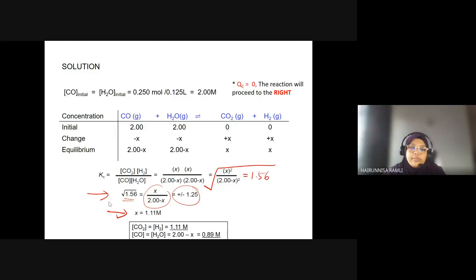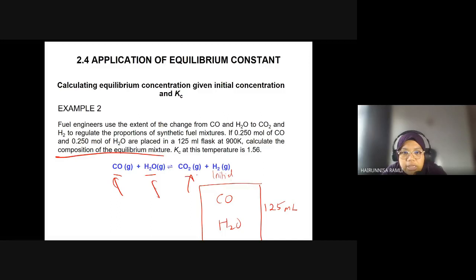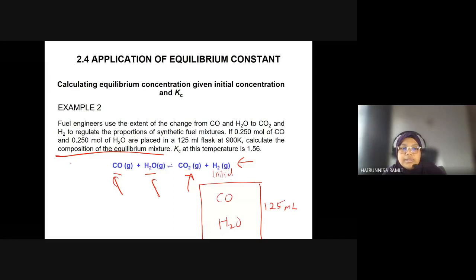So, when you have solve for X, ni adalah X kan? So at equilibrium kita dah tahu dah berapa value untuk CO2 and H2. Sebab dia X je kan? 1.11. And then for CO and H2O is 2 minus X. So you tolakkan dengan 2. So dapatlah jawapan. Sebab dia nak semua kan? Calculate the composition of the equilibrium mixture. Maksudnya dia nak untuk ni, untuk ni, untuk ni dengan untuk ni. Itu 4 tu. Kena dapatkanlah composition meaning that dia nak concentration at equilibrium. Okay? Boleh? Clear?